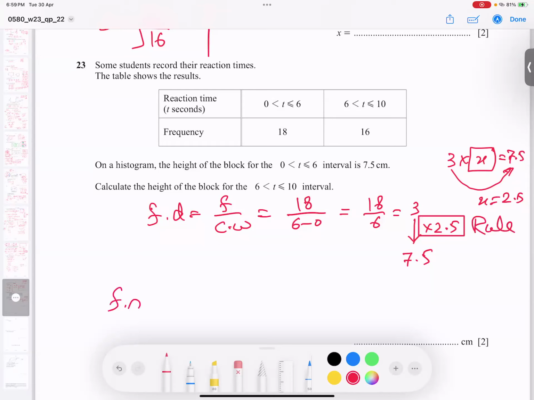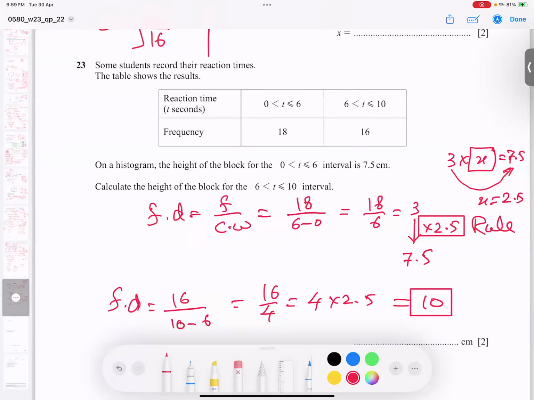So now I can find the other one. What is the formula? Frequency by class width. So I'm writing 16 over 10 minus 6, and I'm getting 16 over 4. I got 4, but 4 will multiply with 2.5, and I get here 10. And I believe you got my point.